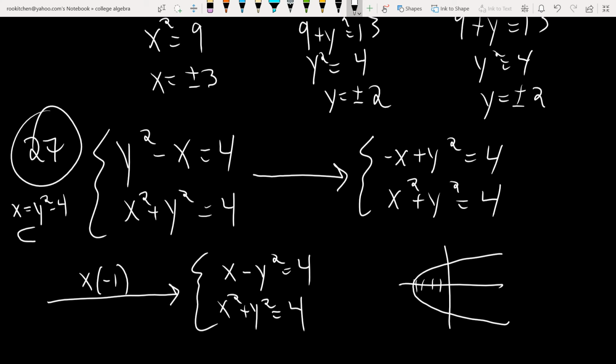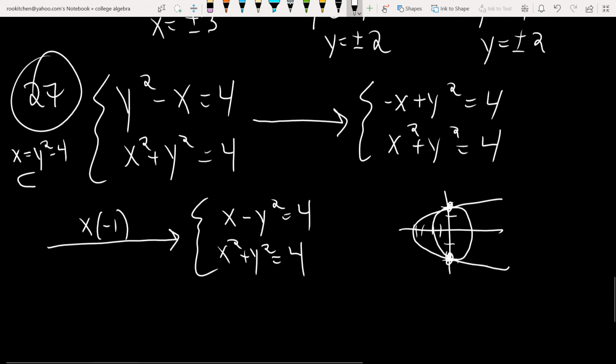So when x is 0, y will be plus or minus 2. So 1, 2, 1, 2. And we have a circle going through here, like this. And it looks like it's just going to hit it in 2 places. Maybe it kind of bounces out a little bit and then comes back in and goes through like that. That could be the case. I'm not sure. So it's either 2 or 4 solutions.